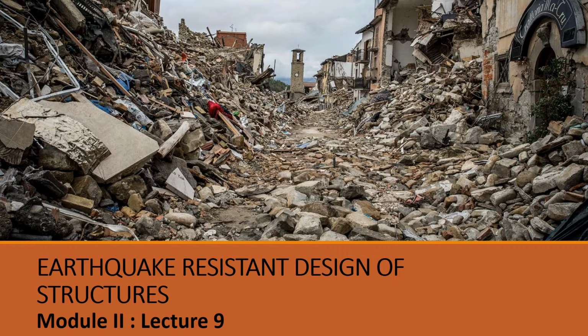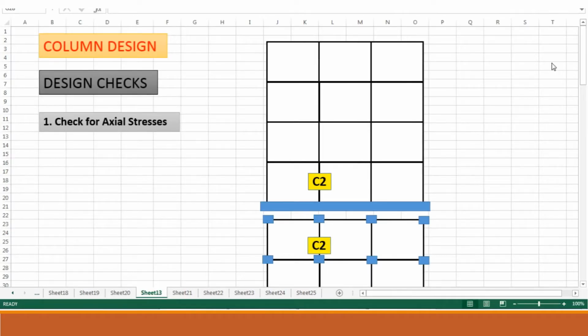In the last lecture, we were discussing an example that showed us how to design the beam for ductile detailing. In this lecture, we will be discussing how to design a column for ductile detailing. Continuing with the same example, now we will be designing it for the columns. Now we know what the question was.